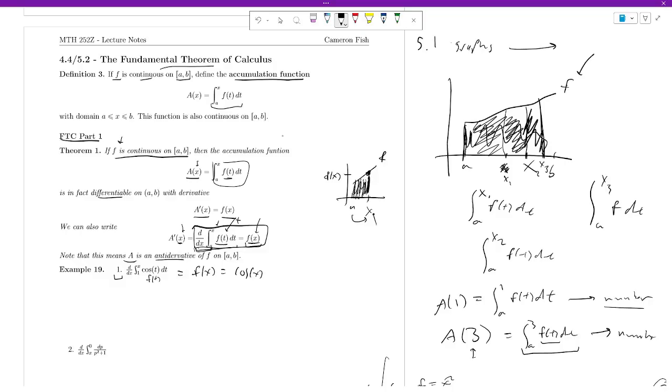There's like no work to do. I don't have to do any algebra or anything. I'm just literally copying what's inside, but writing an x instead. I could do 100 more examples like this. I could go from 1 to x of sine t dt, and the answer is sine x. So there's no work to do.